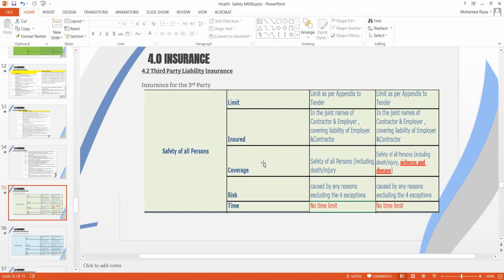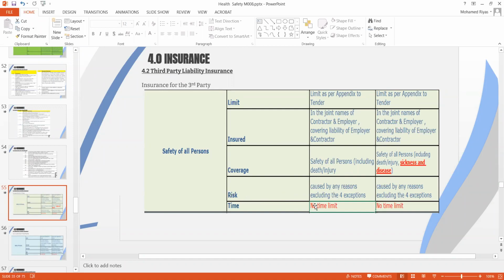The coverage is that the safety of all persons should be covered. All persons means including people on site, people off site, and people working close to the site. So this will be the plot limit of the project plus close proximity. The risk is caused by any reason, excluding the four exceptions which the client carries and which can be excluded in the third party liability. And for the time, there is no limit. Once the contractor concludes the work, the client will take over the project, and the client is supposed to have public liability insurance. So there is no time limit mentioned.